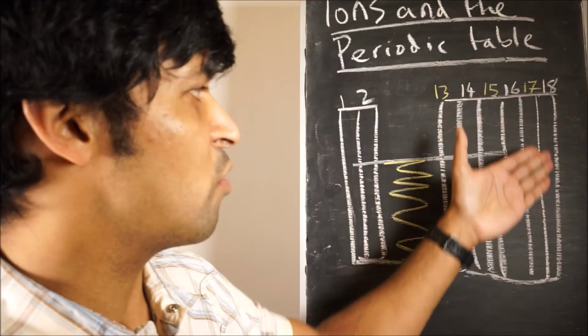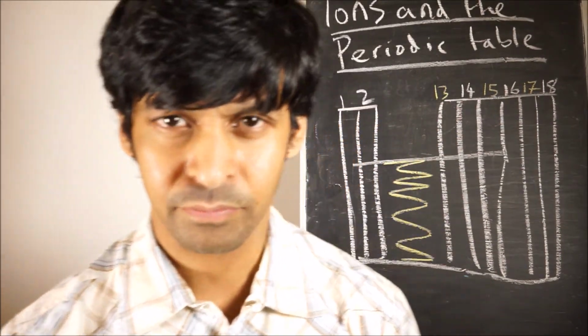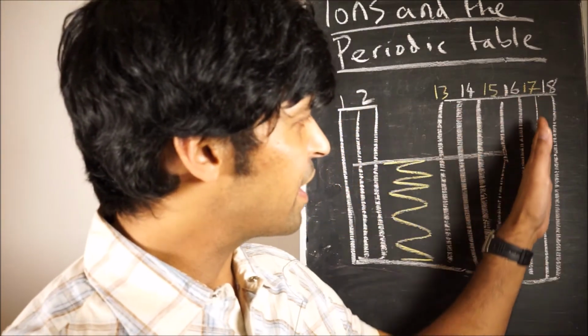And the answer to that is that they want to be like the nearest noble gas, basically the elements in group 18 or group 8, depending on what you call it. Now, the noble gases have a full outer shell of electrons, which makes them very stable. So all of these have 8 valence electrons. 8 is the full number.